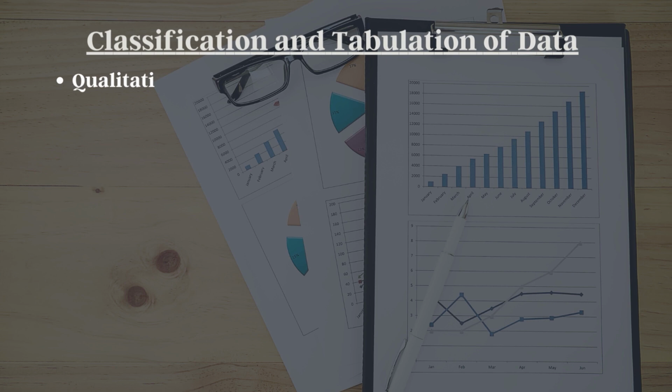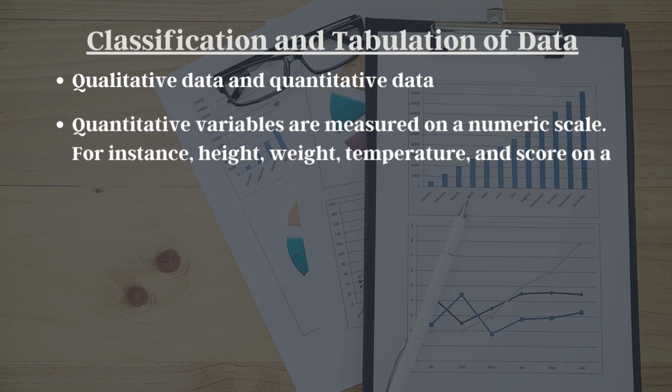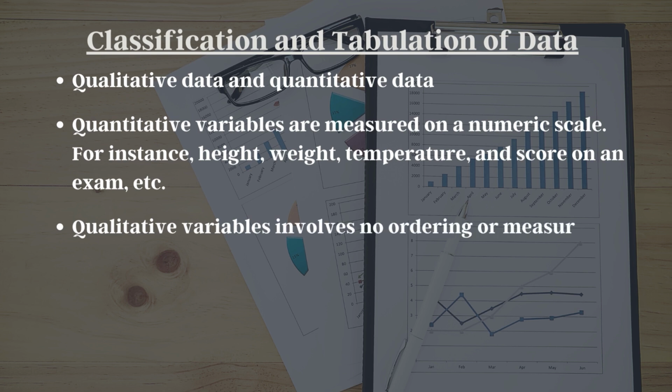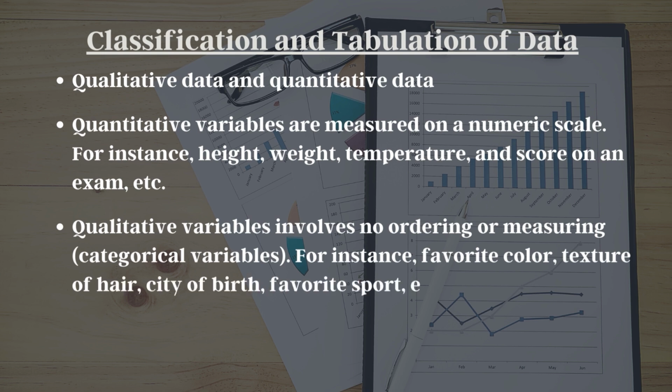In order to organize the data, it is very important to classify and tabulate the data. Data can be both qualitative and quantitative. Quantitative data, as the name suggests, is on a numeric scale, for instance height, weight, temperature, score on an exam. This is discrete. Qualitative data involves categorical variables like favorite color, the texture of hair, etc. Both are important when we are collecting information.